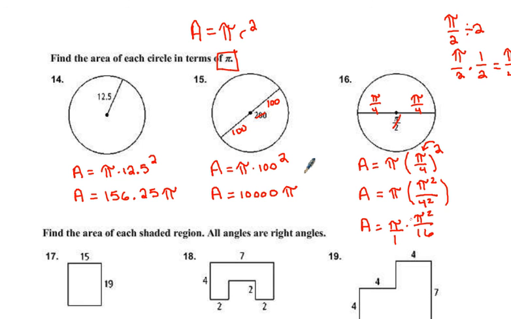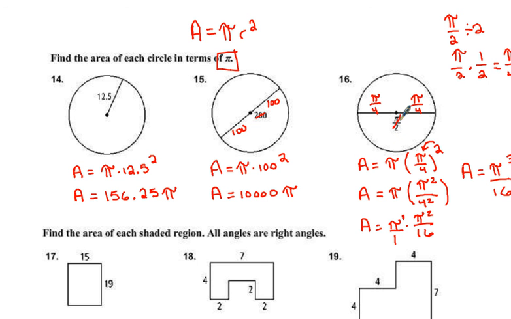Guys, old rules, exponent rules. There's a power of 1 on this one. There's a power of 2 on this one. When you multiply like bases like this, you add their exponents. So it would be area equals pi to the 3rd all over 16.